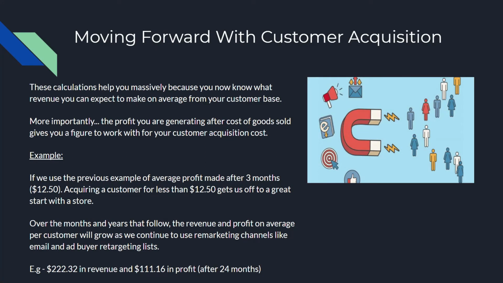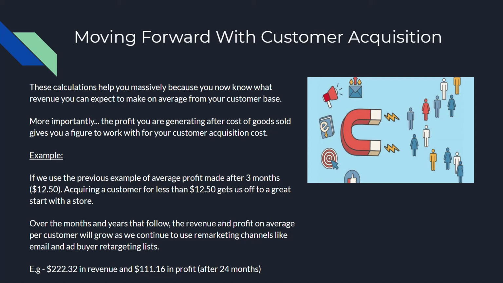Now these calculations help you massively because you know what revenue you can expect to make on average from your customer base. More importantly, the profit you are generating after cost of goods sold gives you a figure to work with for your customer acquisition costs. So for example, if we use the previous example of average profit made after 3 months, which is $12.50, acquiring a customer for less than $12.50 gets us off to a great start with the store.